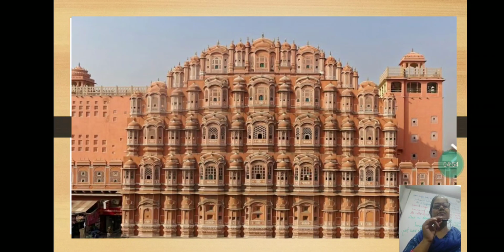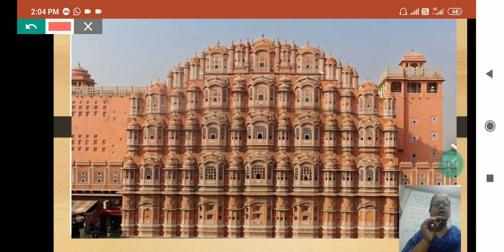See here, you can see the carving of the windows. Above the windows there is a honeycomb shape, meaning net shaped. In all the windows you can see the net shape, and this makes it look very beautiful from outside or from far away also.